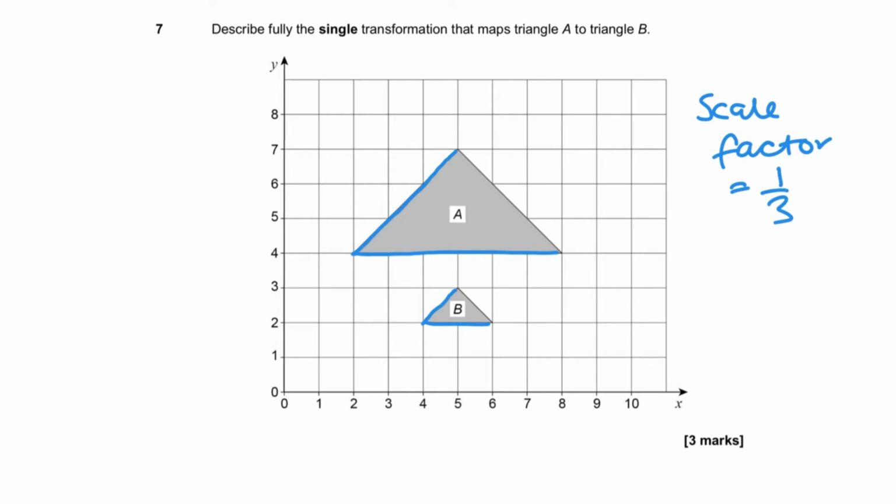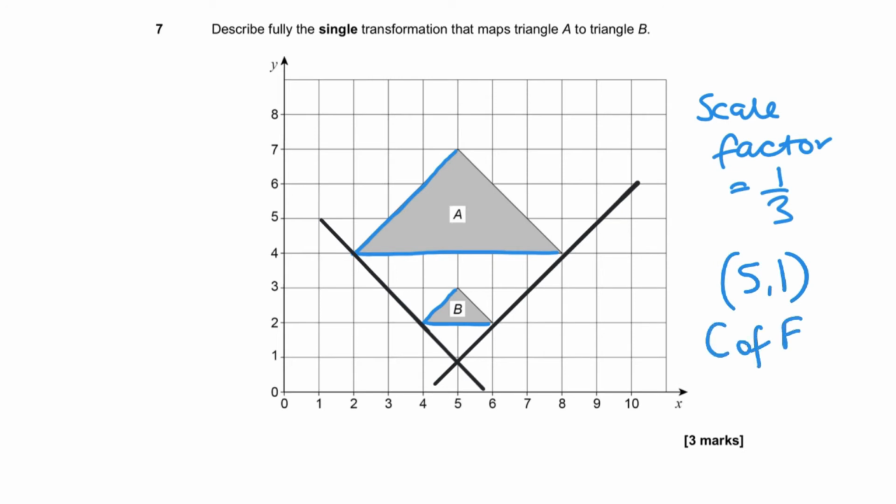If we connect up the corresponding corners of these triangles, the lines should cross at a point where it's been enlarged from. So if we join up these points here and then join up these points on the other side, we can see that the lines cross at the coordinate 5, 1. So this must be the centre of enlargement. So to fully describe the transformation, we can write that it's an enlargement, and the scale factor and the centre of enlargement.